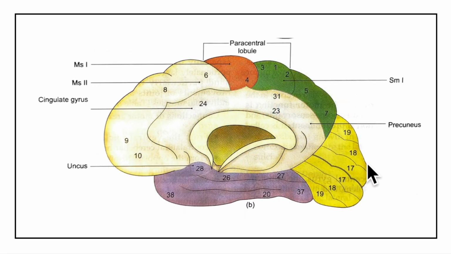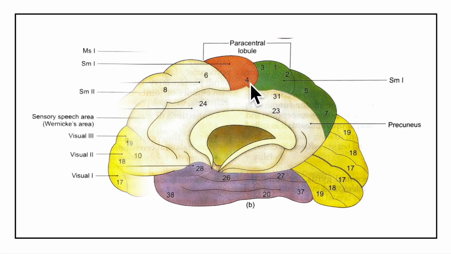Here you can see this diagram shows the medial surface of the cerebrum. This is the anterior aspect, this is the posterior aspect, and here is the paracentral lobule. And this is the anterior part of the paracentral lobule. Here you can see area number 4.